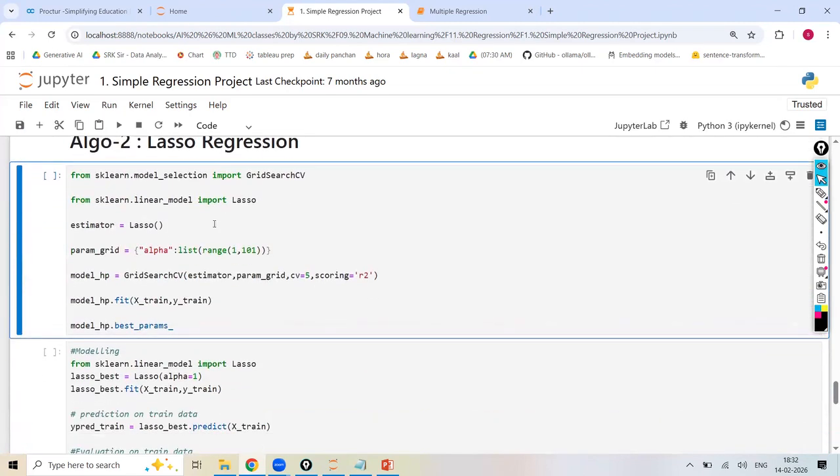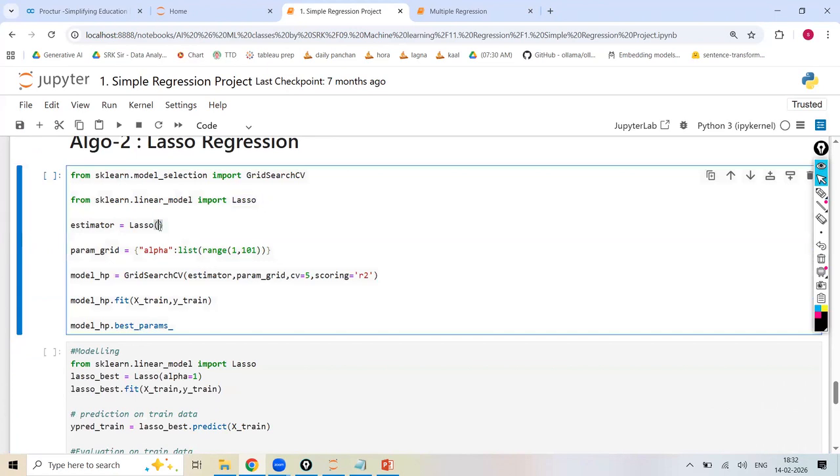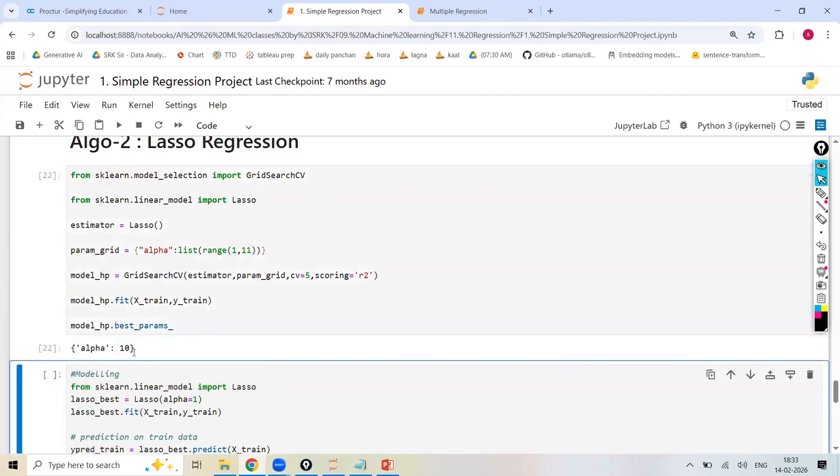Now here in the lasso regression, can you see here lasso regression? In the lasso regression, first I'm trying the alpha values. Now tell me guys, first what is the range I have to try? What is the starting number I have to try? 1 to 11. That is nothing but 1 to 10. Now here we are going to observe what alpha value we got: 10.